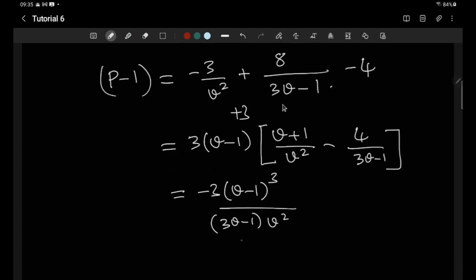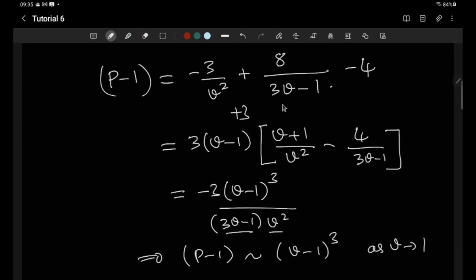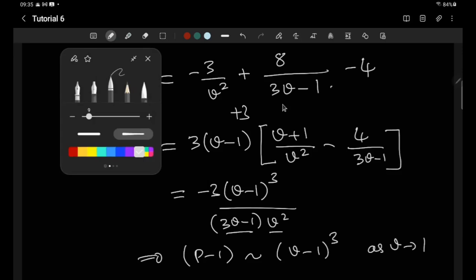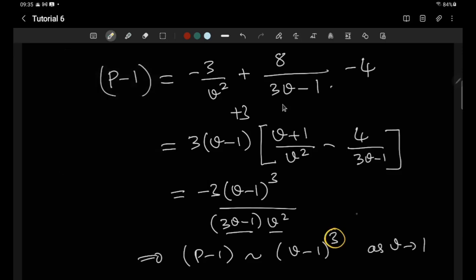So you can see that this implies p minus 1 goes as (v minus 1) whole cubed as v tends to 1, because these two guys are constant. So you can put 3v equal to 1 here in these things, and you'll get some factors. So what does that mean? Delta is 3. Okay, so that's what we get.